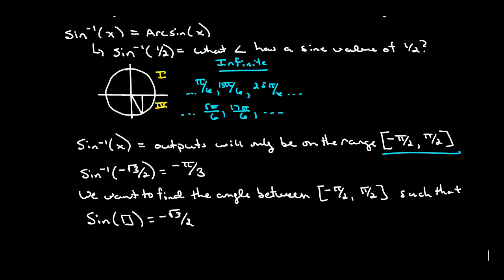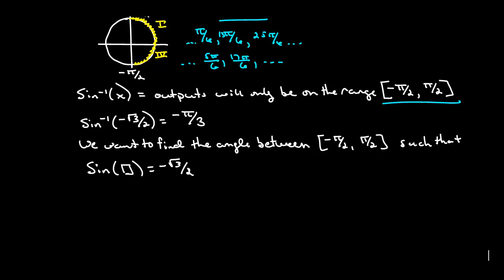Okay. So we need an angle on this interval. Now negative pi over 3 clearly falls on this interval. Remember, that interval is from negative pi over 2 to pi over 2. So it only covers these angles right here. Now what I can't say, so let's be very clear on this.